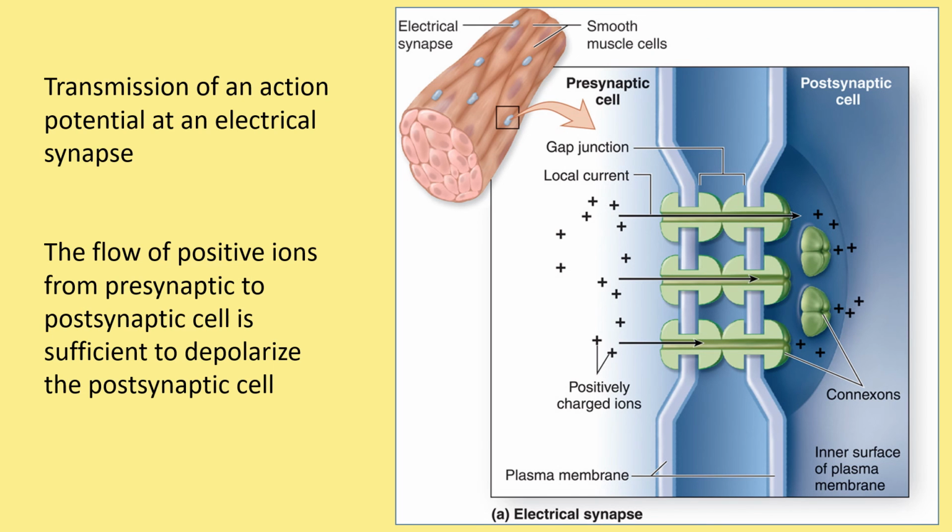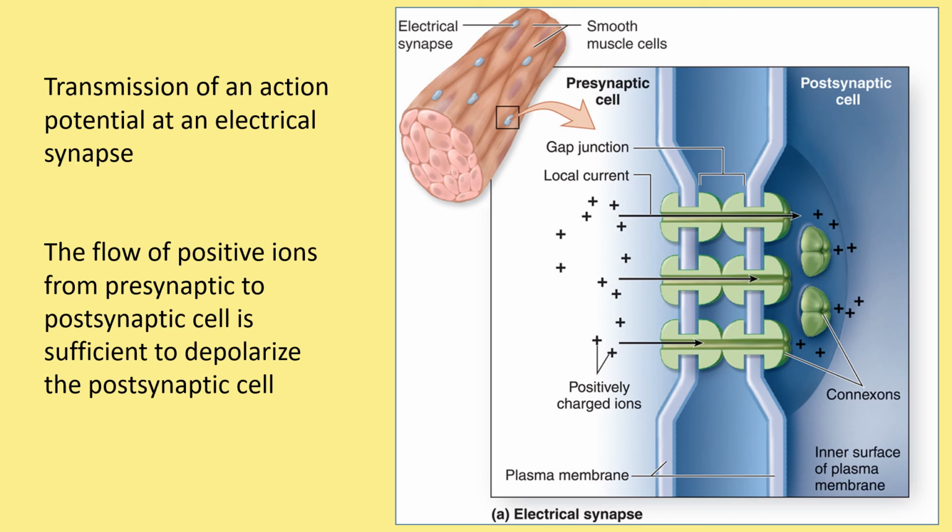Here we see a different representation of an electrical synapse. And notice here, we're not even talking about neurons. This happens to be an electrical synapse between two smooth muscle cells, which we haven't really talked about the physiology of smooth muscle. We've talked about the physiology of skeletal muscle, but it's a great image to demonstrate what an electrical synapse is.